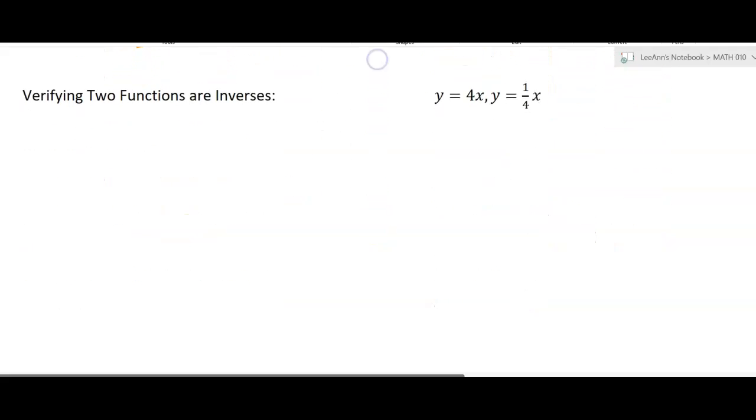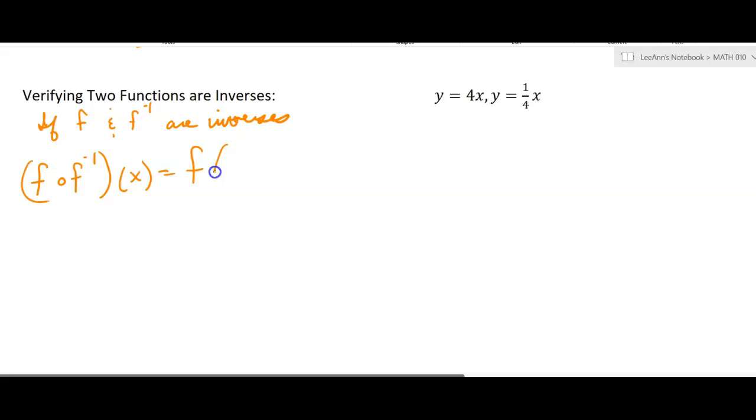Okay, now on to what this video is supposed to talk about: verifying two functions are inverses. There's a process to this, and this is how you do it. If f and f inverse are inverses, then here's the rule that they have to follow. f compose f inverse of x, which is the same as f of f inverse of x, has to equal x.